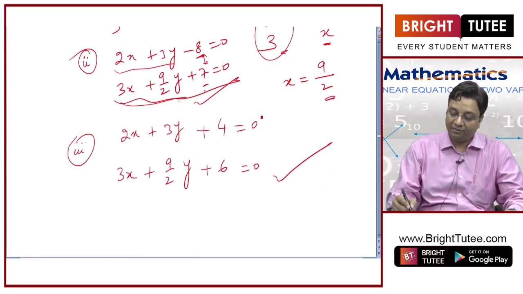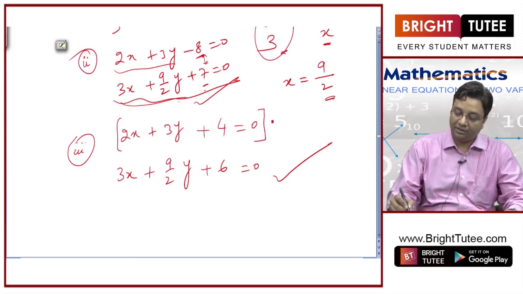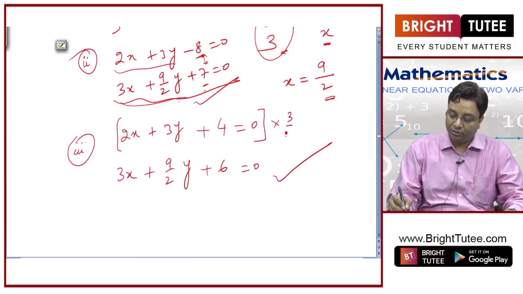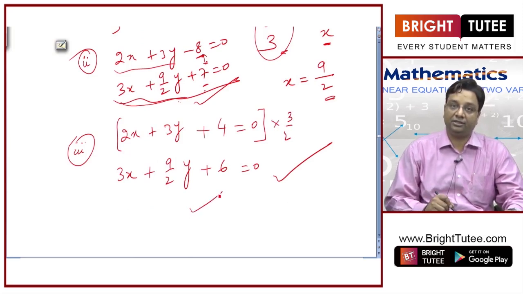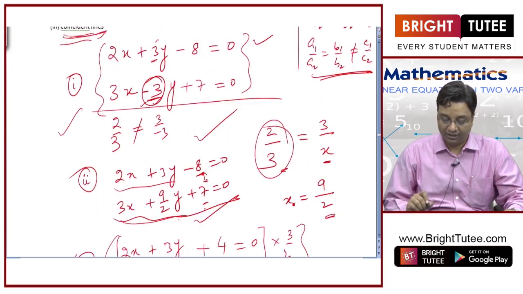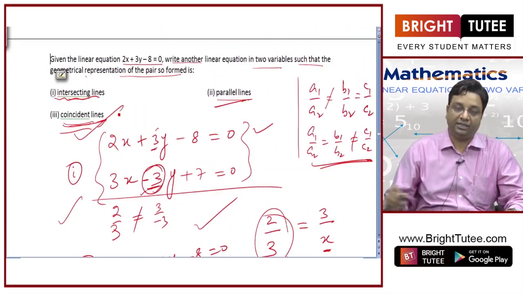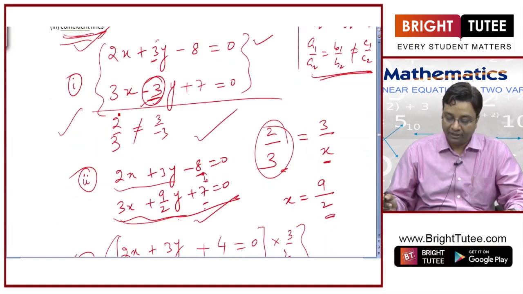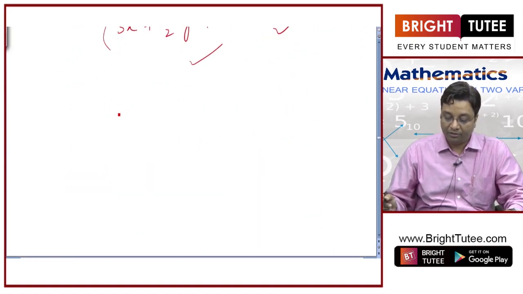Why? Because if I multiply this first equation by 3 by 2, it will give me the second equation here. So this pair of linear equations will give me coincident lines. Okay? So this is how you will comment about this question.